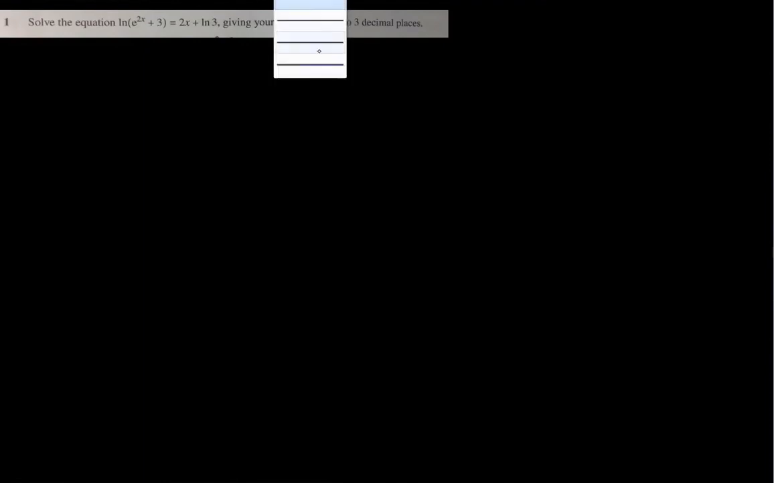In the first question, they are asking us to solve this equation, which is a combination of natural log and exponential. And let's do it. So let me copy the question first. I don't know if it is visible that well or not. e to the power 2x plus 3 equal to 2x plus ln 3. Okay, so now our aim is to find the value of x.